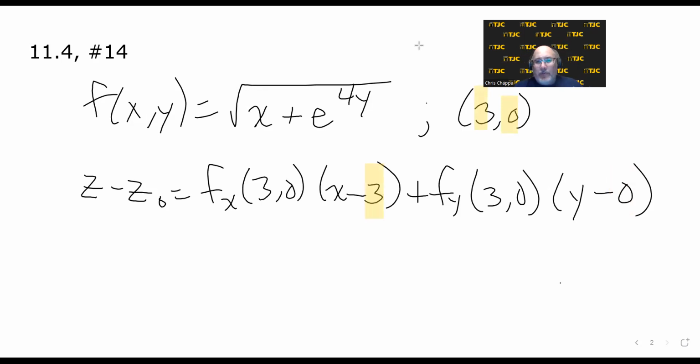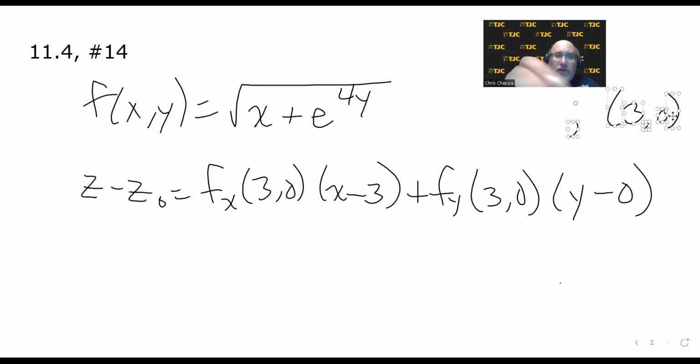All right, so of course we need to find partial derivatives. Now, if we're going to find partial derivatives, it might be a good idea for us to write this function using an exponent instead of a square root. So let's take this ordered pair, slide it over just for a moment so it's not in the way. And let's follow up this function by rewriting it as x plus e to the 4y to the 1/2 power. This will make finding our partial derivatives a little bit easier.